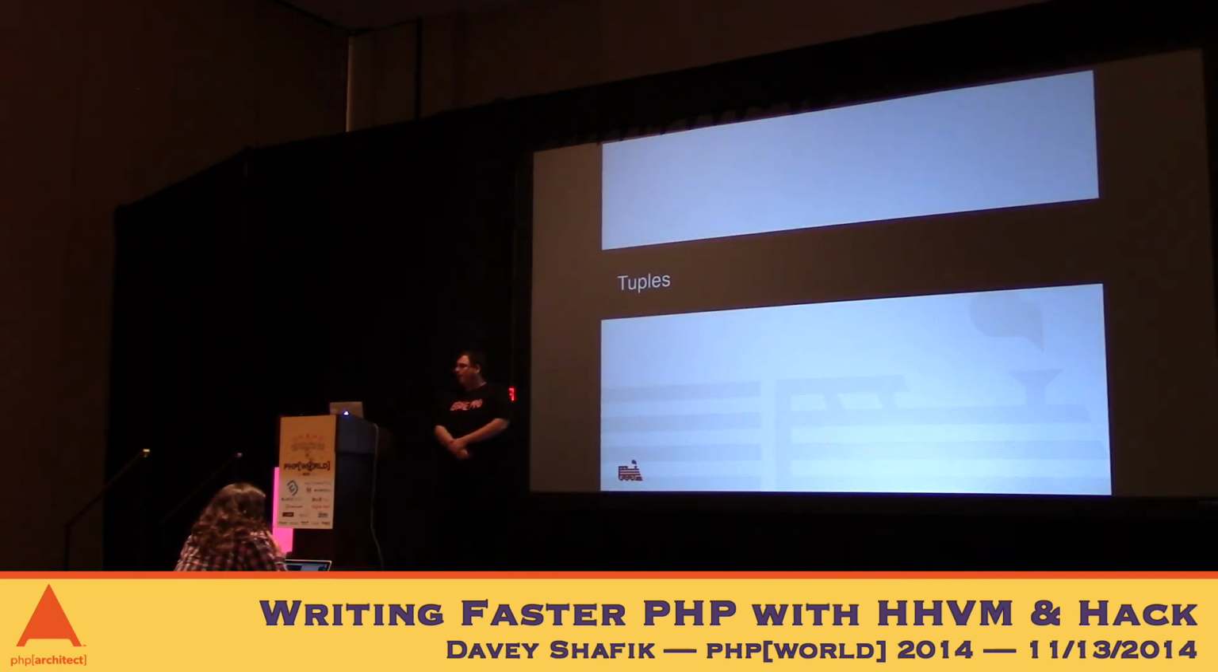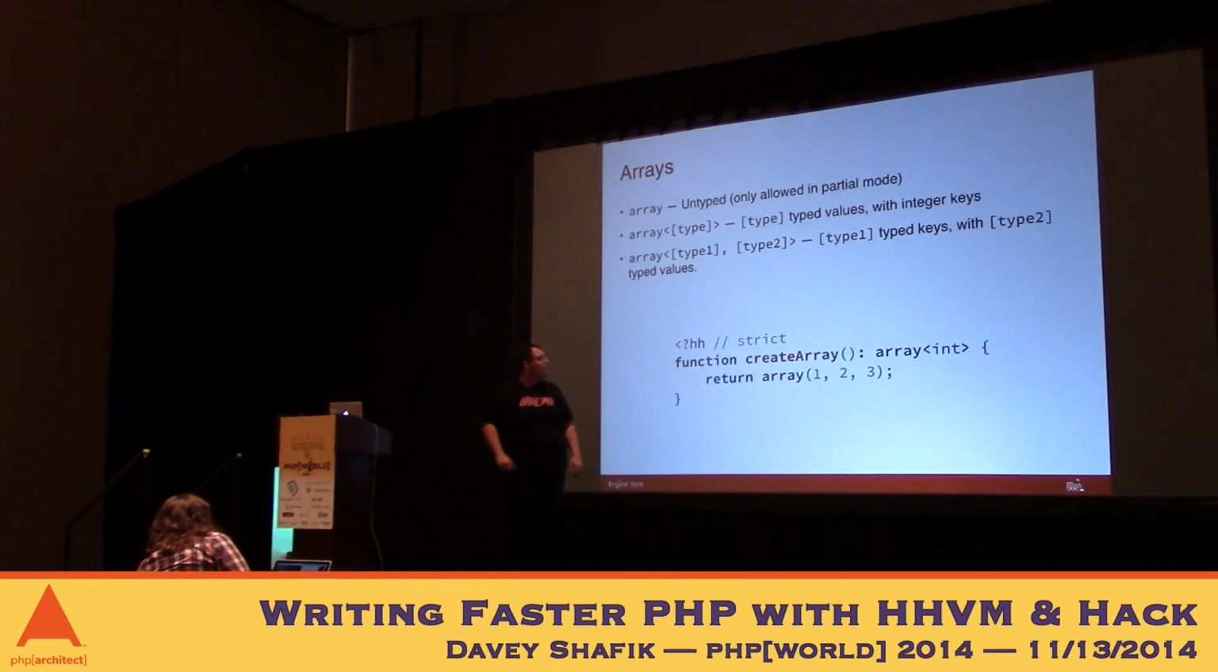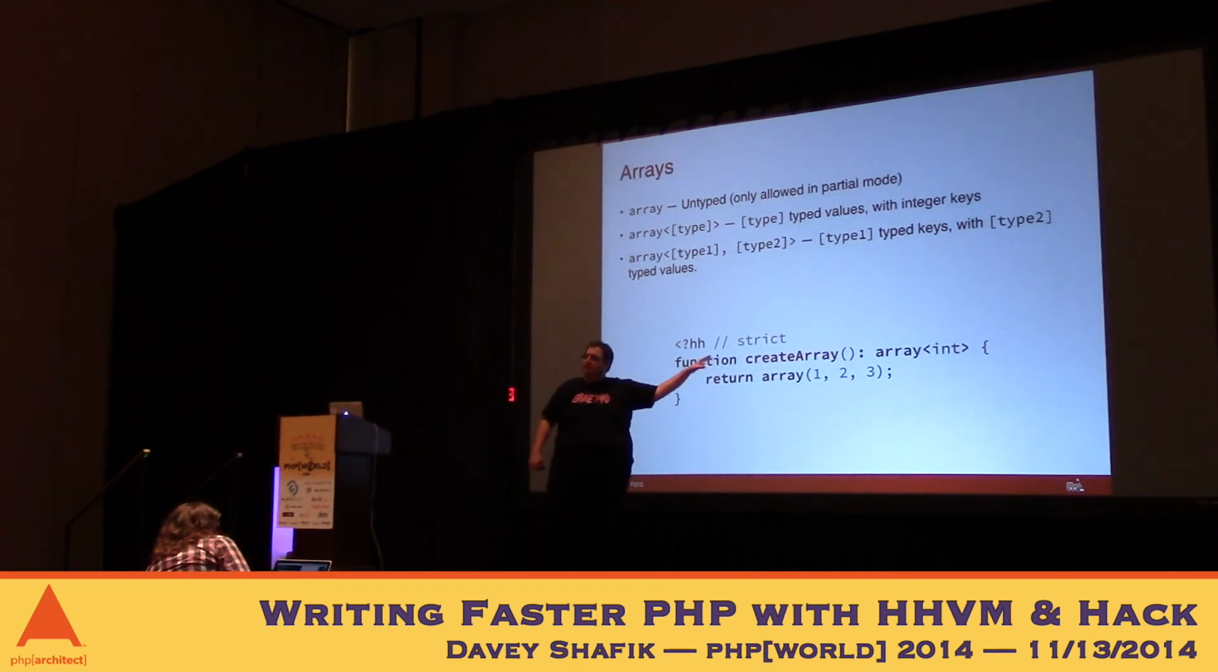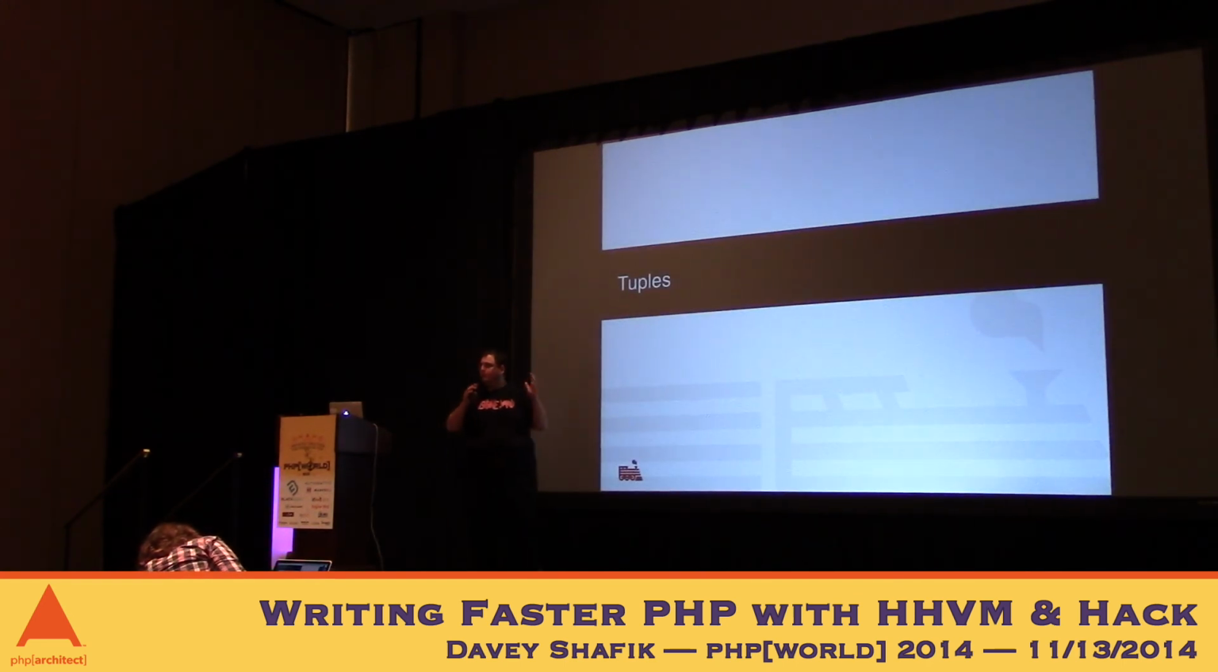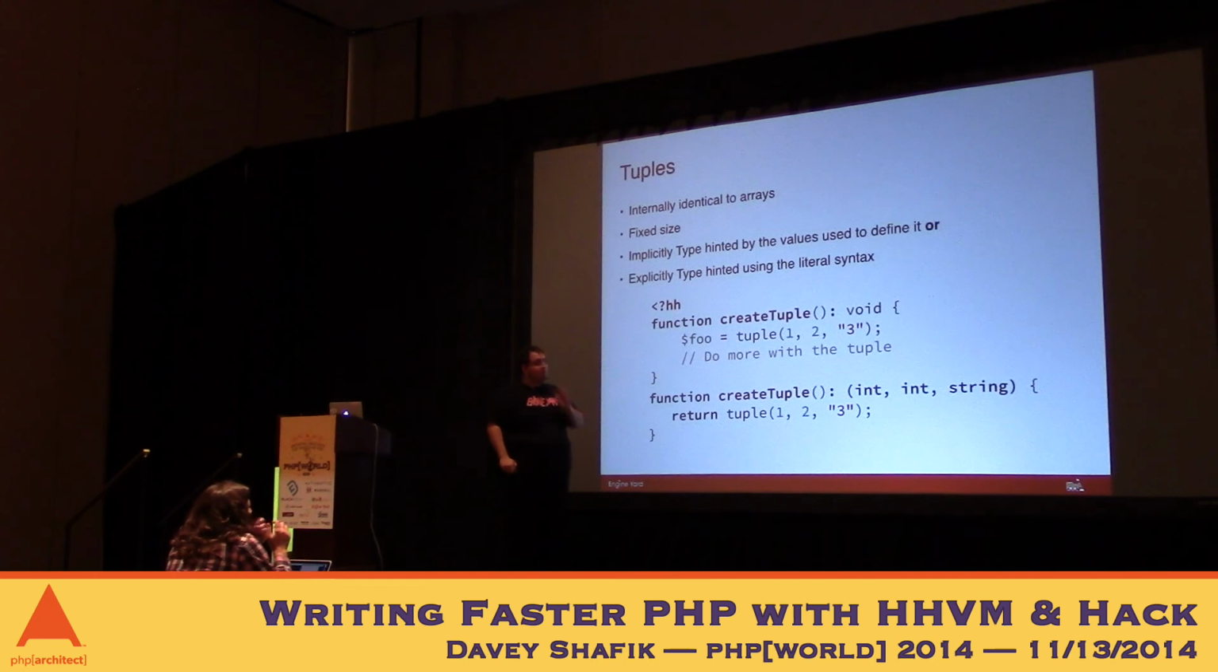Tuples. So they're internally actually identical to arrays. The implementation is an array, but they are a fixed size, so they're like a fixed array. There's 2 ways to define them. One is to implicitly type hint them by actually defining it just like an array. So if we go back to here, this would implicitly say these are all ints, so therefore I can only store ints. Very simple. Or you can use the literal syntax. So what this looks like, and you must use the literal syntax when you're doing return types. So foo equals tuple 1, 2, 3.